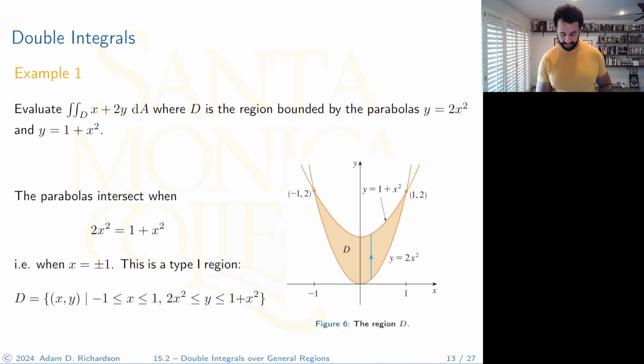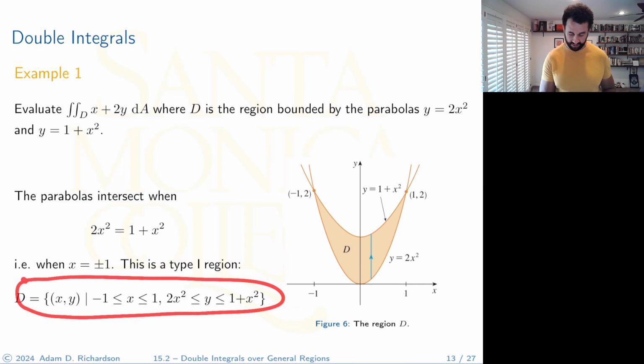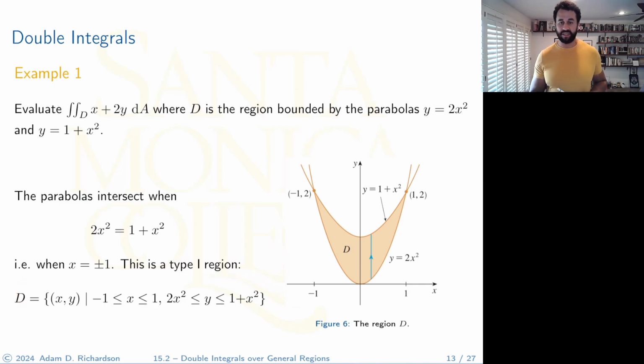So how do we describe the region in terms of set builder notation? This is what it looks like. And this is definitely a type 1 region. So here our y values are bounded between two curves that are functions of x. And then x is bounded between two numbers, -1 and 1.